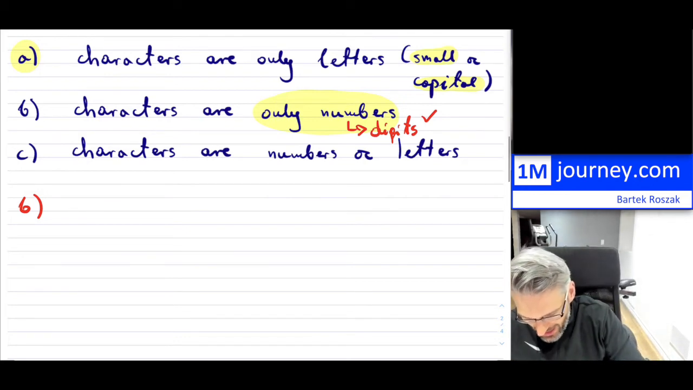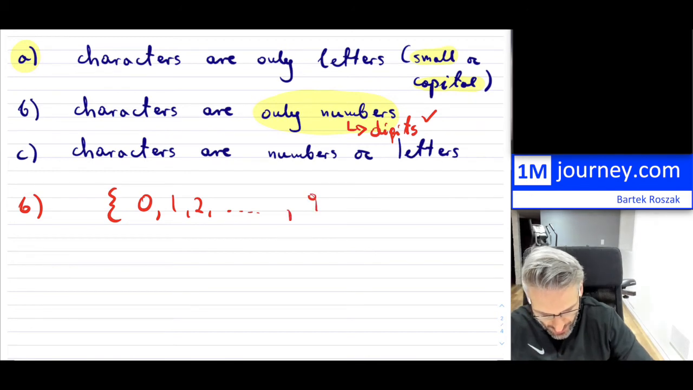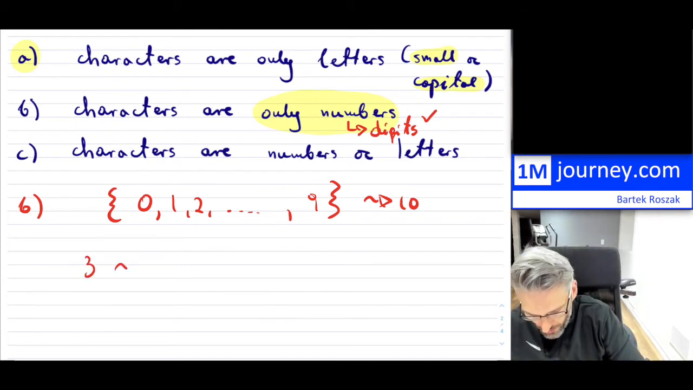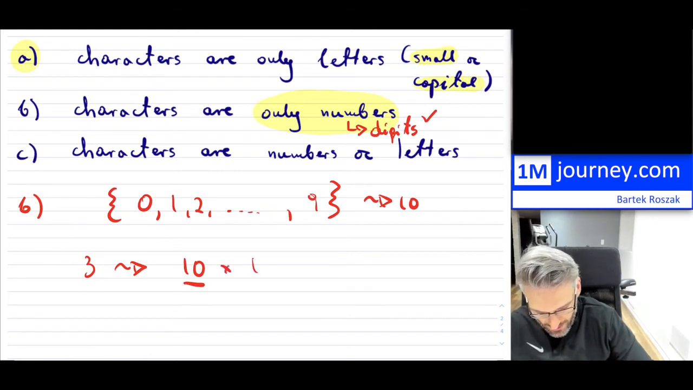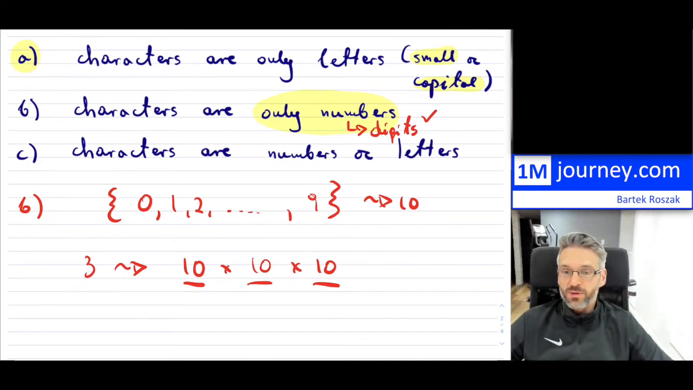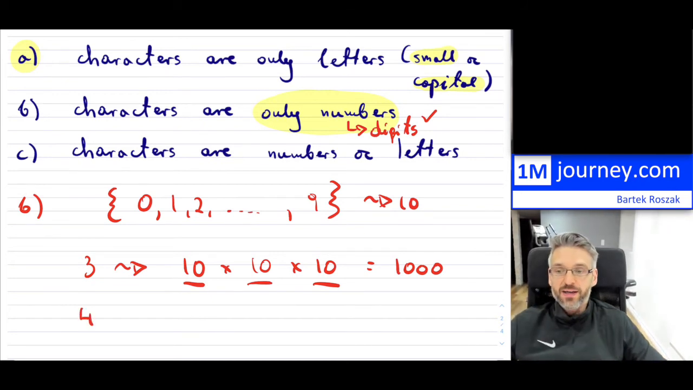So the digits that are possible are 0, 1, 2, and so on, all the way up to 9. So that's 10 possible choices. So with 3 characters, I have 10 possible choices for each one, assuming that they can be repeated. Now, if they can't be repeated, then you would have to do something else. You would have to subtract in some way. So now this is clearly just 1,000. A lot less than we had in part A.